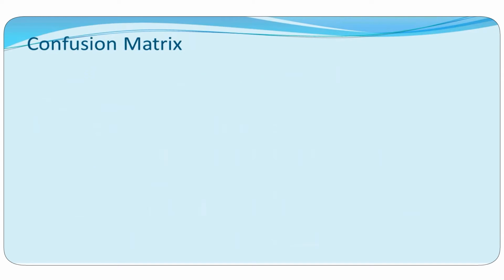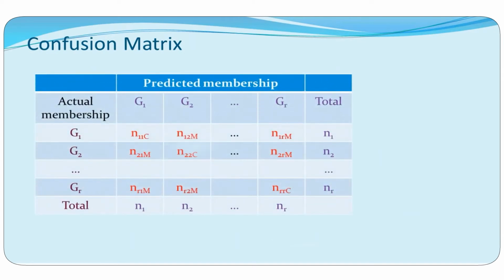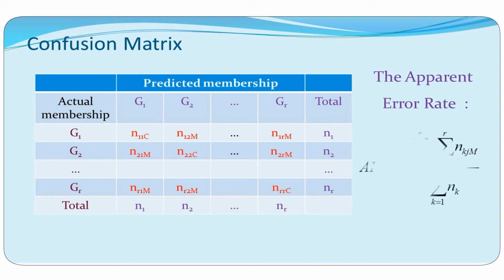So if we have a sample like this, we can build what is referred to as a confusion matrix, and it will look something like this. So you again have the predicted membership and the actual membership. So the first row actually gives you actual membership is G1 and the predicted membership is G1 or G2 or Gr, and you can see that the diagonals are always going to come out as njjC because these are the correct classifications.